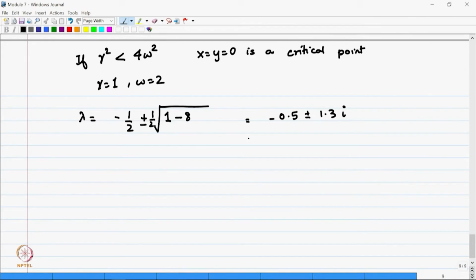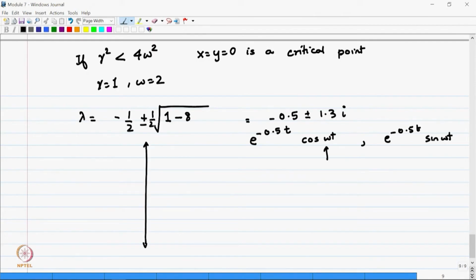What you see is that the solution looks like e to the minus 0.5 t into something like cos omega t, or e to the minus 0.5 t into sin omega t. So, these are the independent solutions, and we can go ahead and write the expressions, but I won't bother with that. What I want to show is what the phase plane will look like in this case.